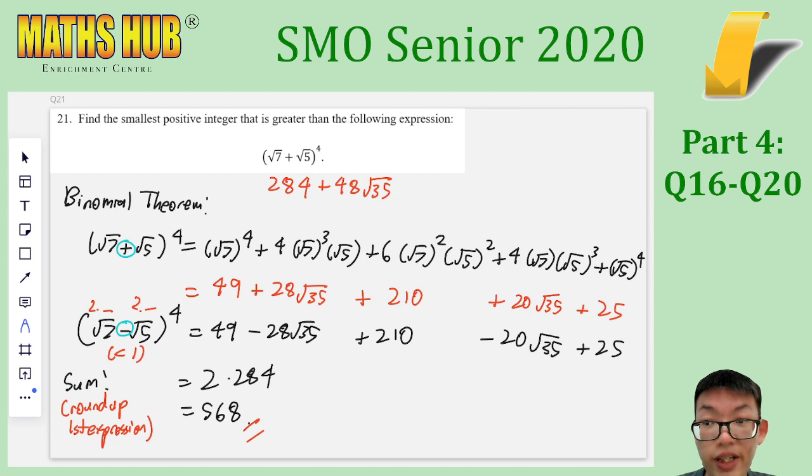Take note that this method works because the two numbers square root 7 and square root 5 are pretty close together. So before you try something like this, do check whether the two numbers are close enough that adding the conjugate power is not going to cause you to change the value by too much.